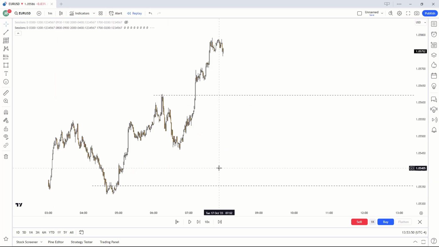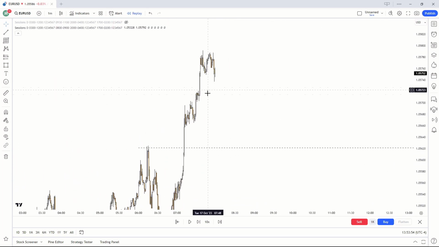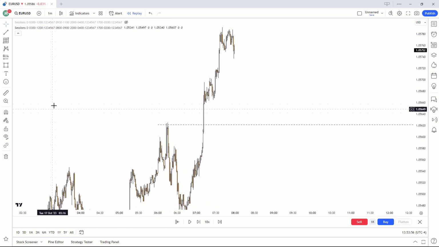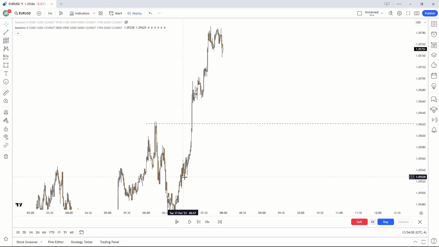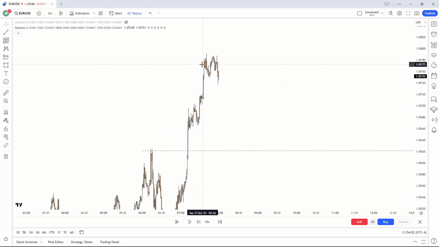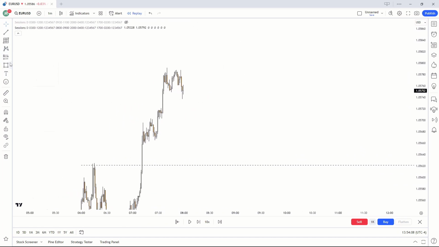Now, if I do hop onto the 1 minute, as we did take liquidity, we want to now wait for our market structure shift. Now, as I did tell you earlier, market structure shift is a reversal pattern. So as you can see, we are uptrend, market is moving up. However, you can see here, we are starting to get a change in momentum. We're starting to get a change of direction.